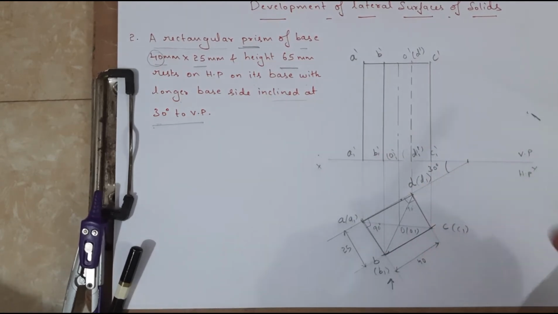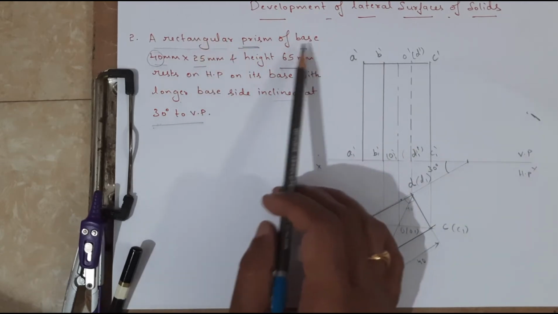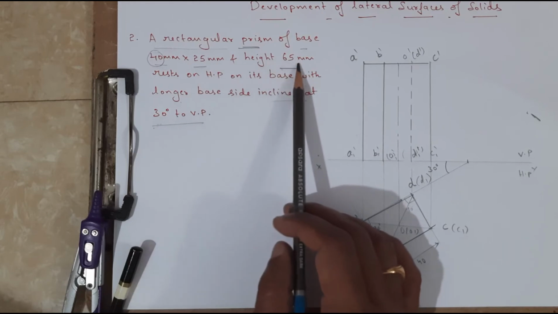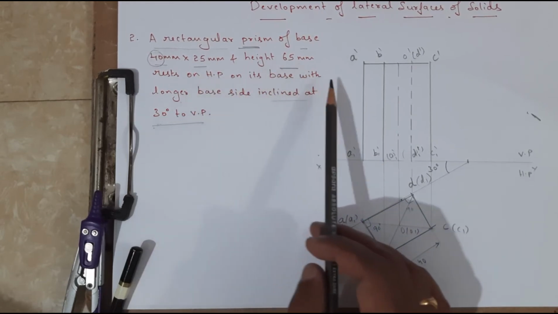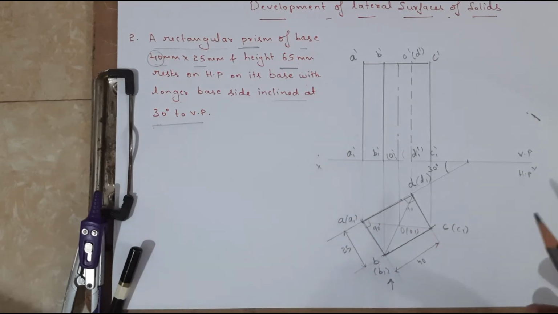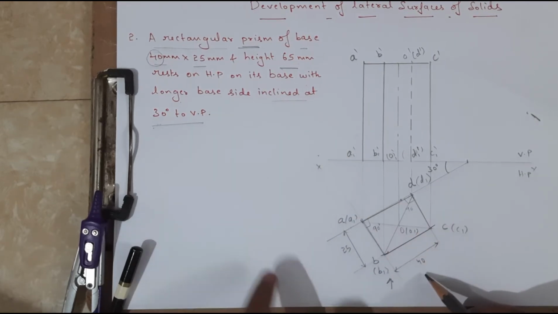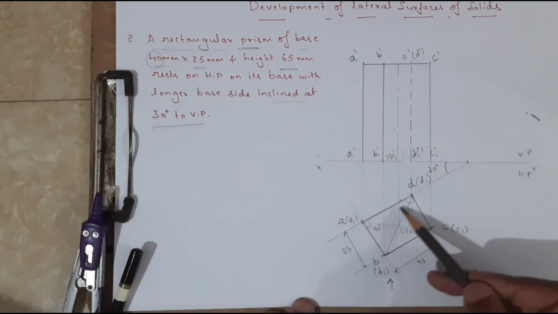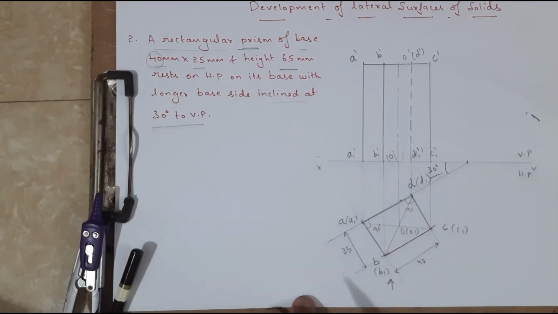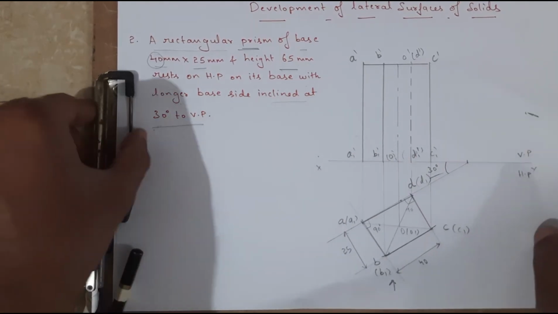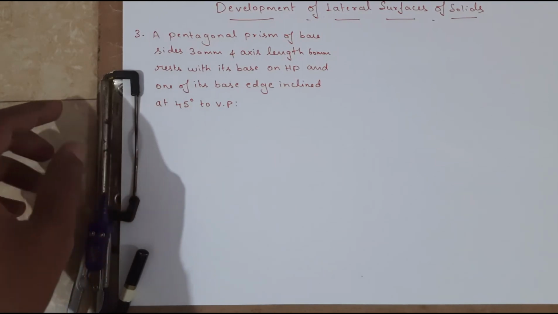Okay, so this is the solution of the initial conditions. A regular prism of base 40 cross 25 mm and height 65 mm, rests on HP on its base with the longer side inclined at an angle of 30 degrees. So which is the longer side? The 40 mm edge is the longer side, that is inclined at an angle of 30 degrees. So this is very important. In the same way we will solve another problem.